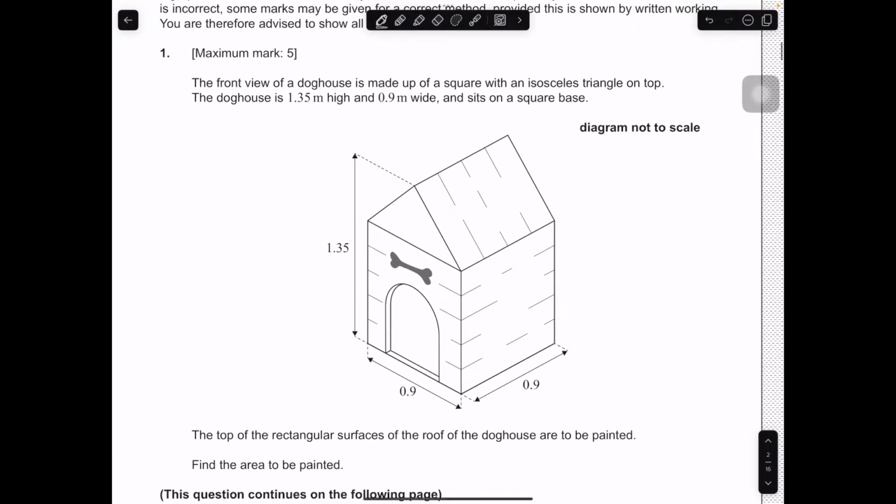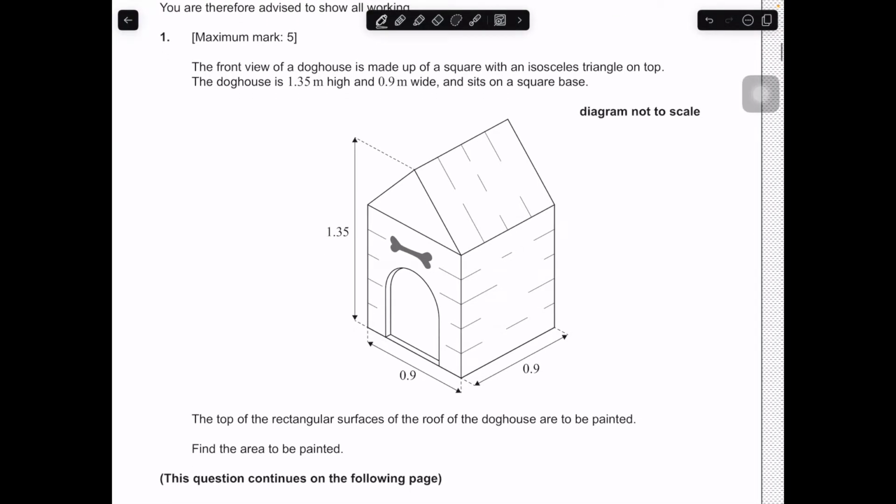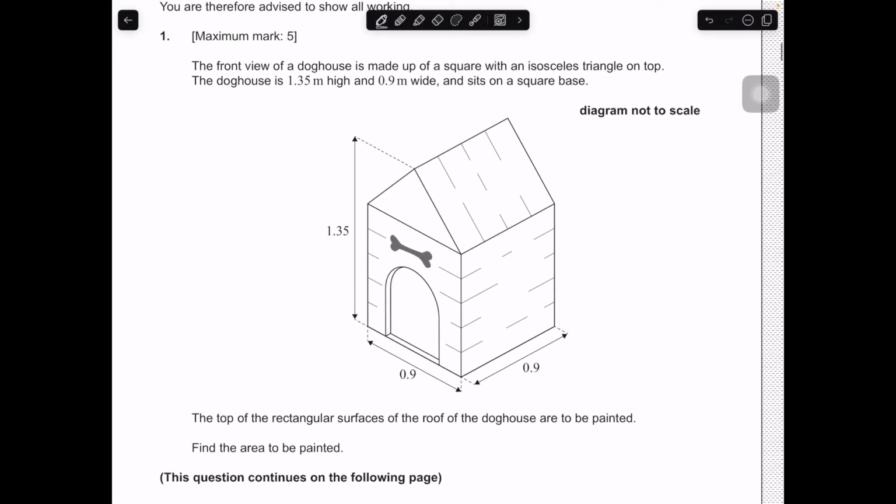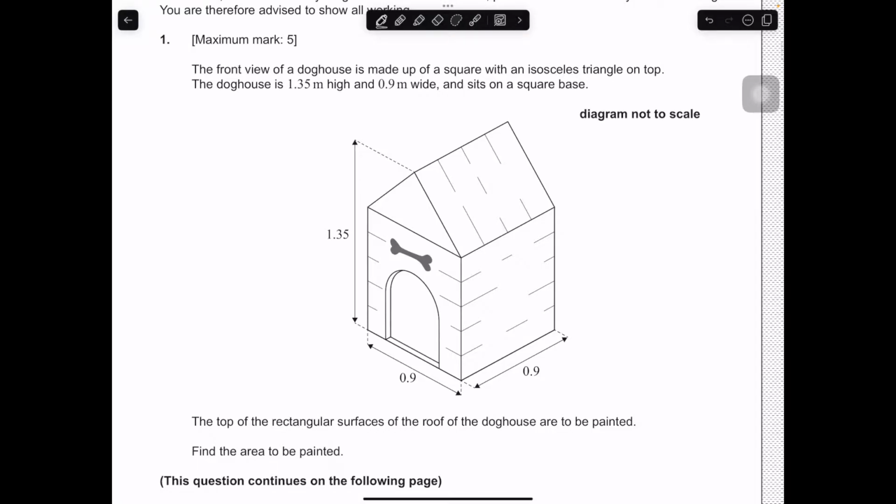Okay, first question is a 5-mark question. The front view of a doghouse is made up of a square with an isosceles triangle on top. The doghouse is 1.35 meters high and 0.9 meters wide and sits on a square base. The top of the rectangular surfaces of the roof of the doghouse are to be painted. Find the area to be painted. Okay, so 5-mark question, no subparts or anything like that.